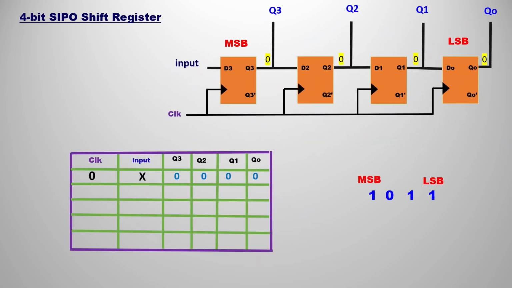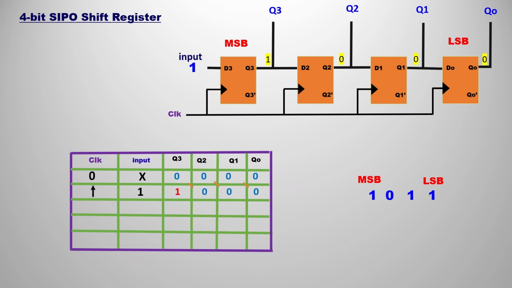Now we are going to construct the truth table for the insertion of the input 1011, so that we can understand the application or the function of the SIPO shift register. Now we are going to insert 1011. For that, first of all we are going to have the clock as 0. If clock is 0, input is don't care. So all the outputs would be 0.